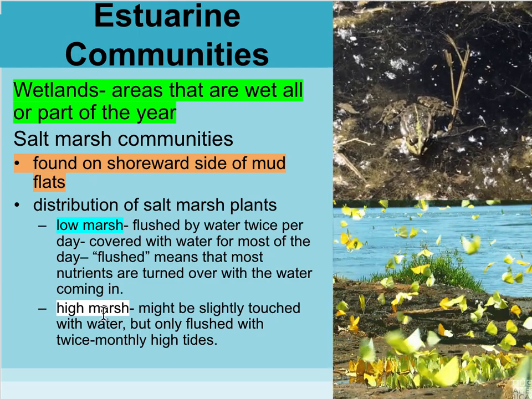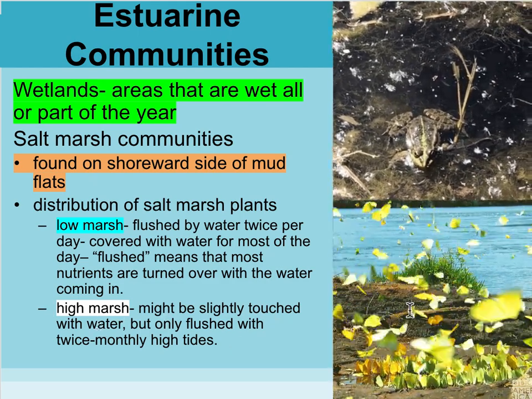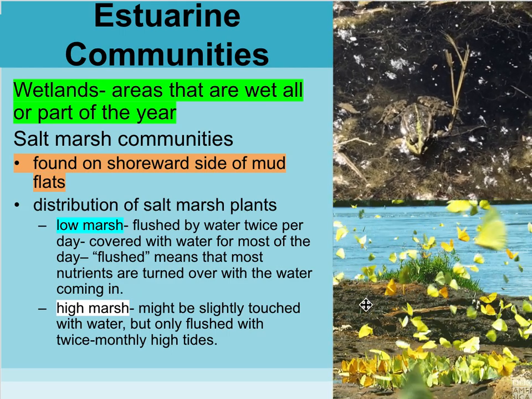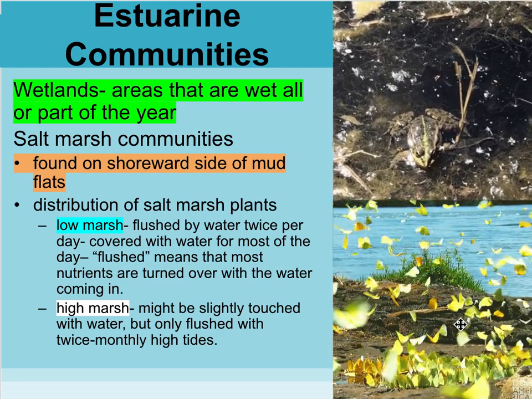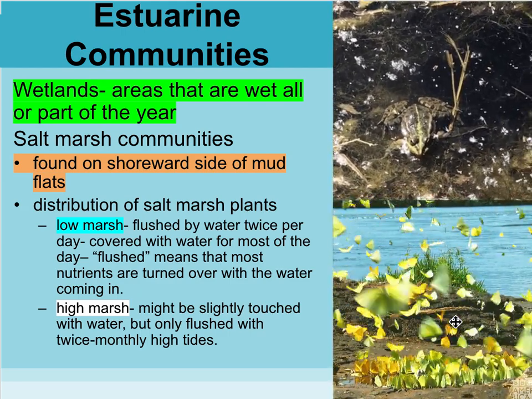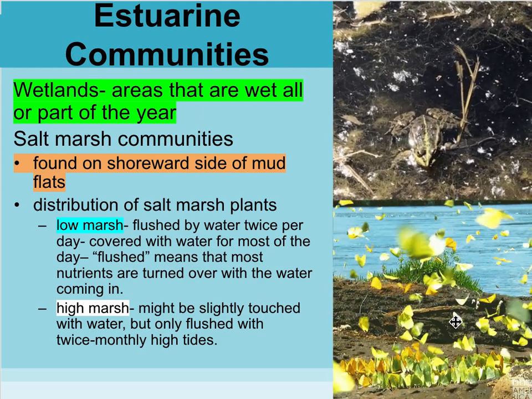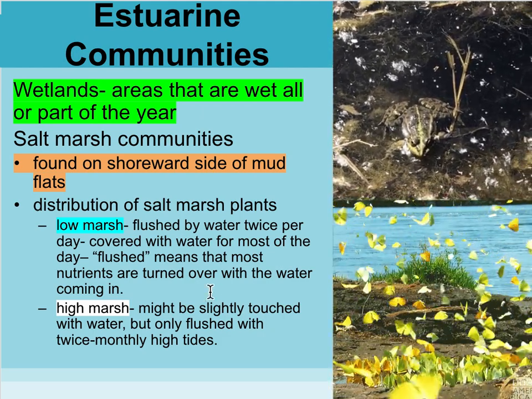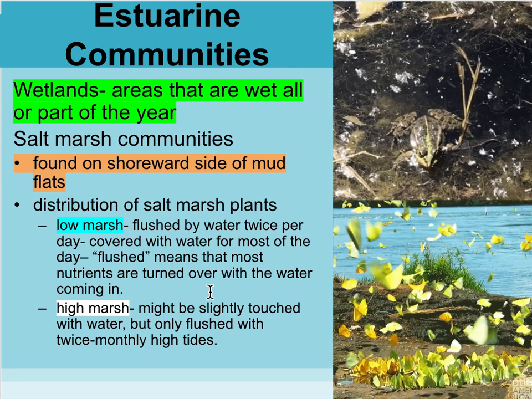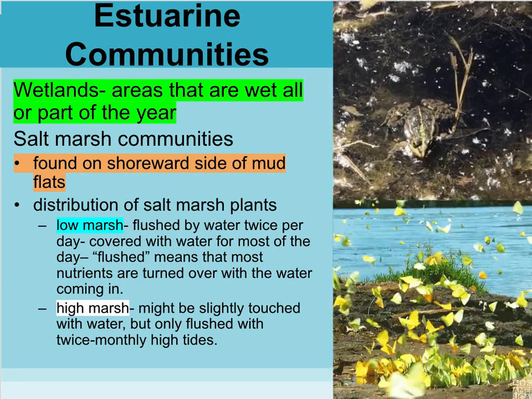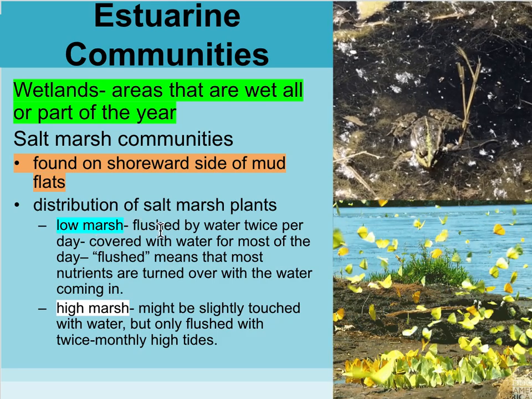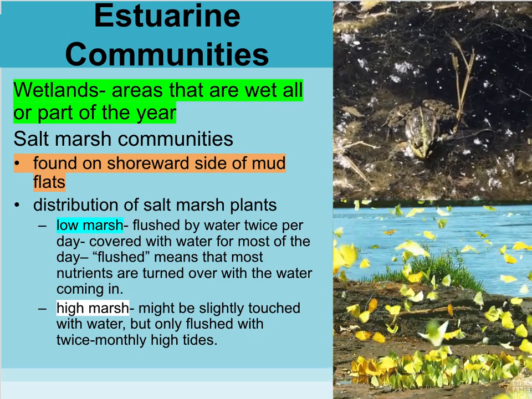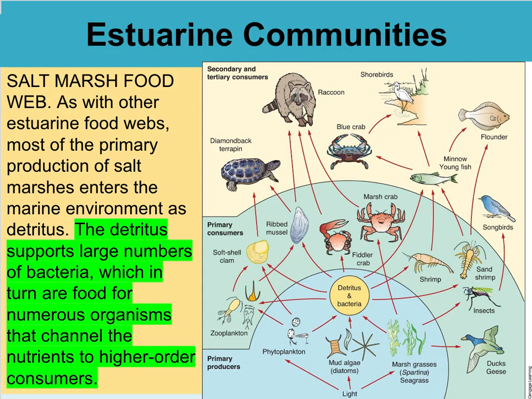A little higher than that is called the high marsh. It is a drier area, and it only gets flushed about twice a month with the high tide of the month. Then that goes out to a low tide, and it'll get flushed maybe a couple of times a month, whereas the low marsh gets flushed with new nutrients coming in a couple of times a day. And so this also has a whole important food web.